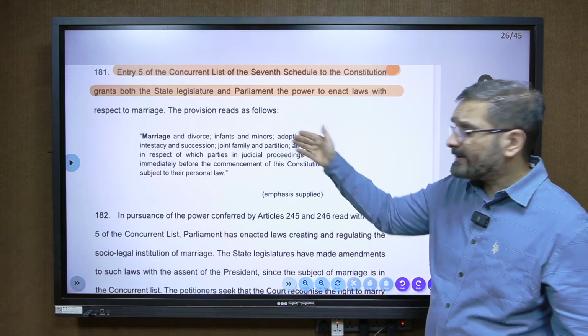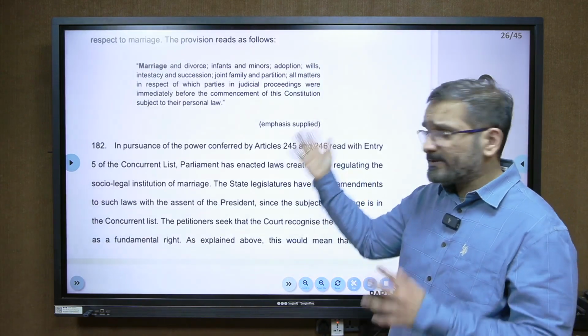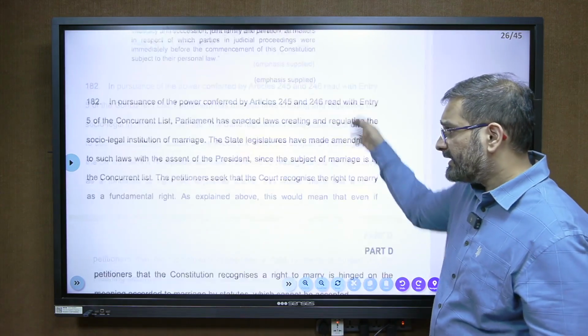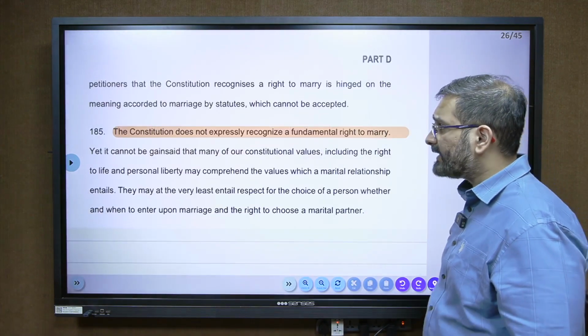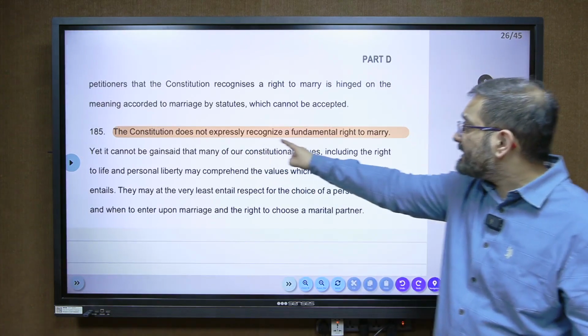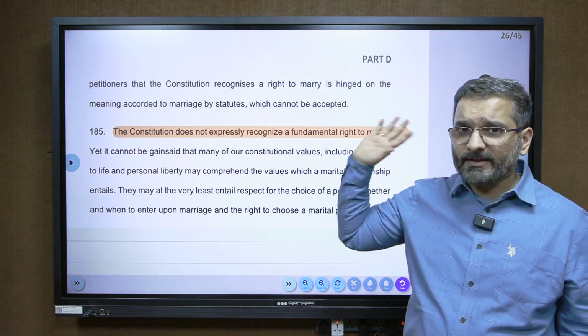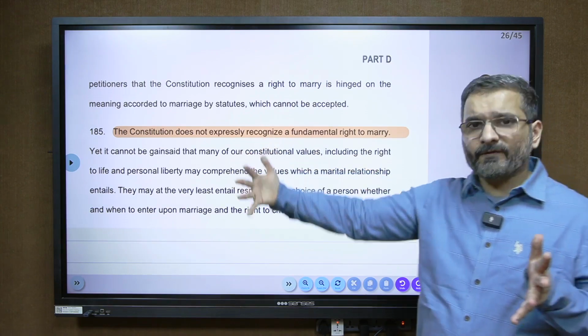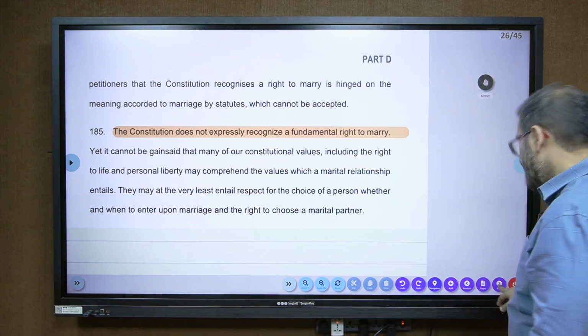Okay. So marriage is placed where? So of course now Parliament is making the laws and the states are amending it via local specific state amendments. The state legislatures are amending it via their own small amendments. The Constitution does not expressly recognize a fundamental right to marry. All the judges agreed with this, but there were differences because this is after all a 3:2 judgment.